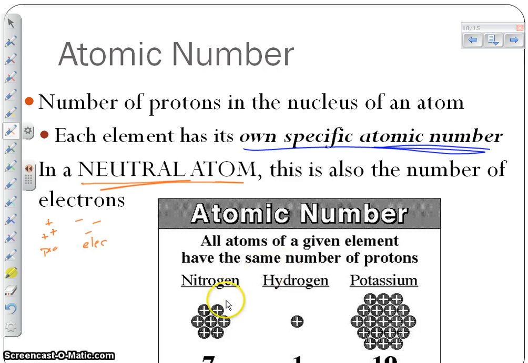So for instance, your atomic number here with nitrogen, we've got 7. 1, 2, 3, 4, 5, 6, 7 positives. With hydrogen we have 1, and with potassium we have 19. Every single potassium atom will have 19 protons.